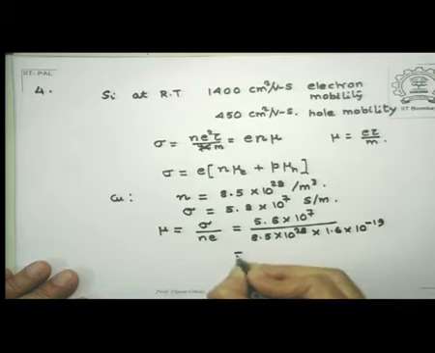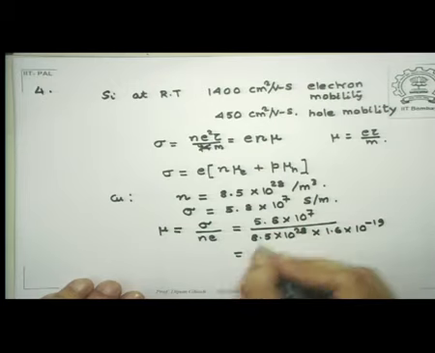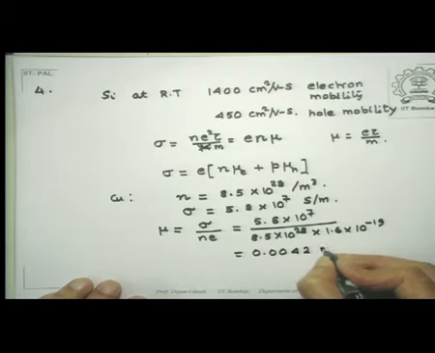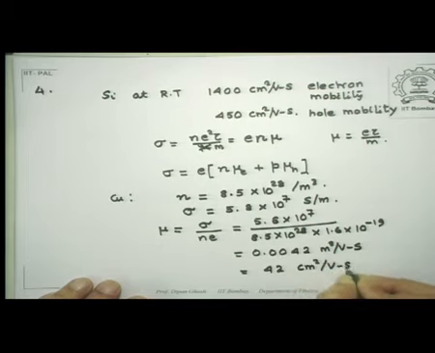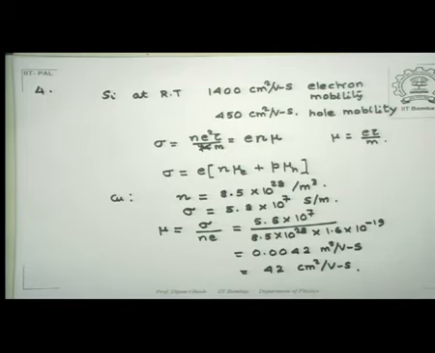So you can calculate the number, but let's look at the order of magnitude. In the denominator you have got 10 to 9, so therefore you take it up there, so you get 10 to minus 2, and there is a 5.8 by 8.5, and it works out to 0.0042 meter square per volt second, which is 42 centimeter square per volt second. I had already told you that the silicon, for example, has a fairly large electron mobility, which is 1400 or so.